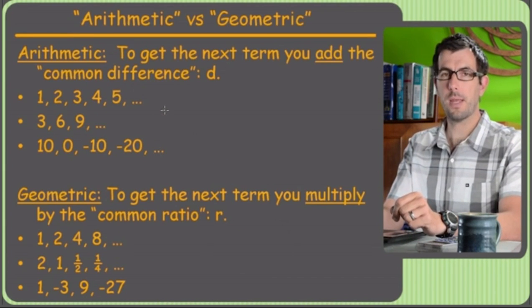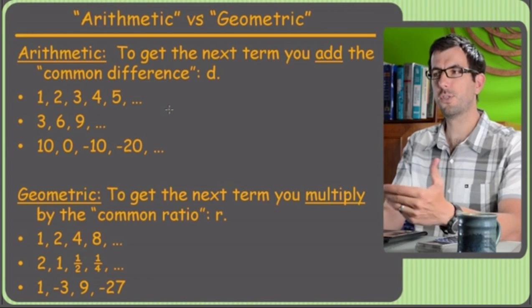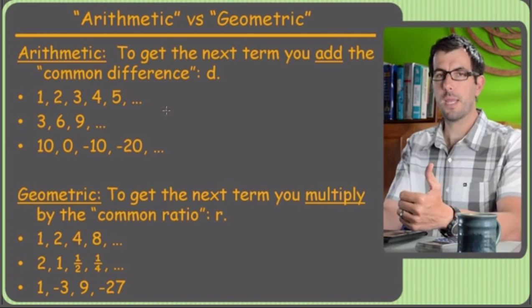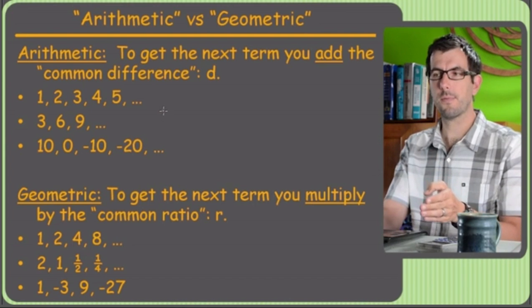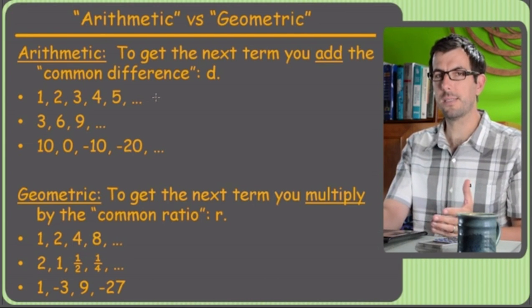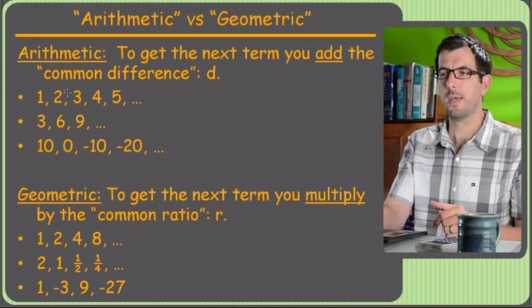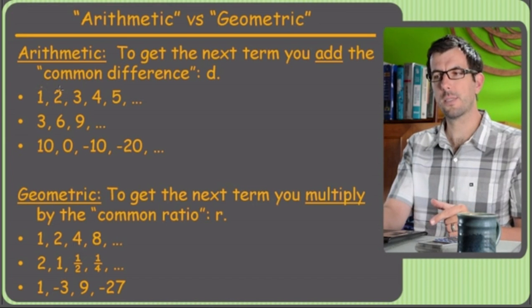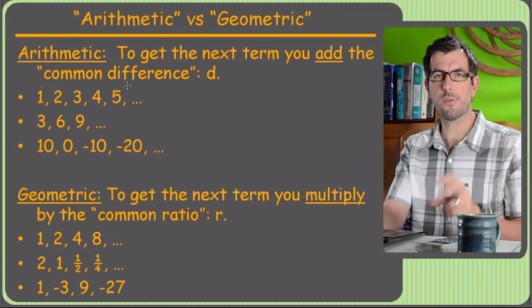So first thing we've got to talk about is arithmetic sequences versus geometric. Now arithmetic ones just involve adding. Arithmetic, I guess, technically means adding and subtracting, but to get from one term to the next, we're going to add a common difference d.